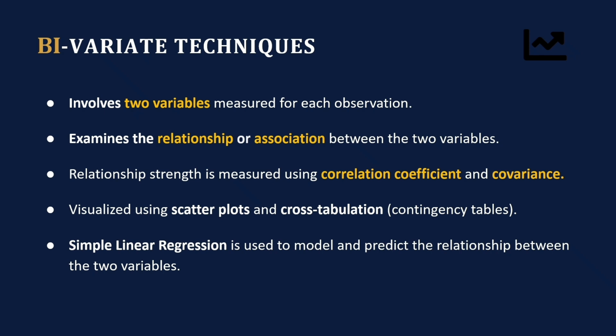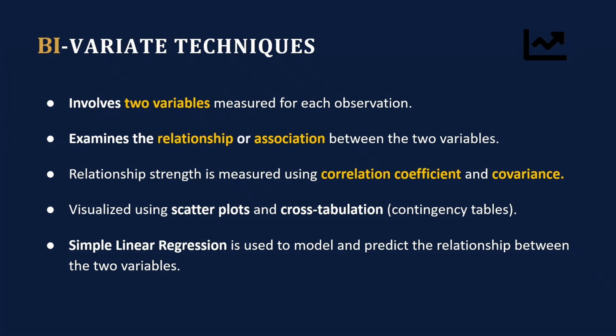For that, we are using these analysis techniques. So in both cases, two variables are involved, and we are interested in understanding how one variable affects the other. To measure the strength and direction of this relationship, we commonly use statistical measures such as correlation coefficients and covariance. To visualize the relationship between two variables, we commonly use scatter plots where each point represents one observation. For categorical variables, cross tabulations are also used.